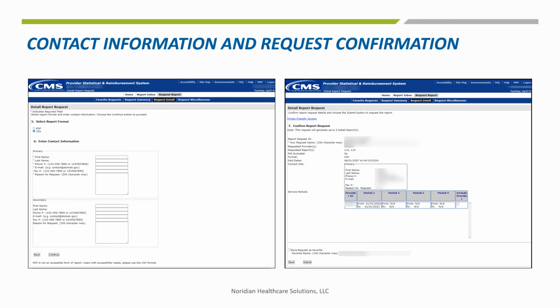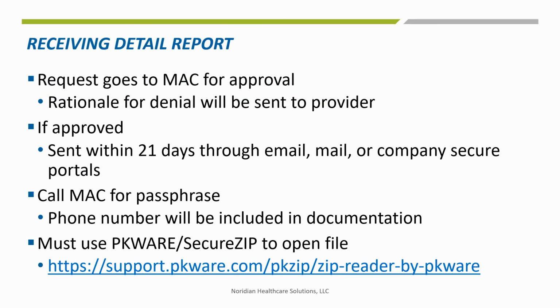You will then be able to add a name to the report, and if the information is correct, scroll to the end of the screen and select Submit. Once the request has been submitted, it goes to the MAC for approval and distribution. If your request is denied, you will receive notice from Noridian, as well as a rationale for denial. If the request is approved, Noridian has 21 days to send the file. The file may be sent through email, mail, or your company's secure portal.